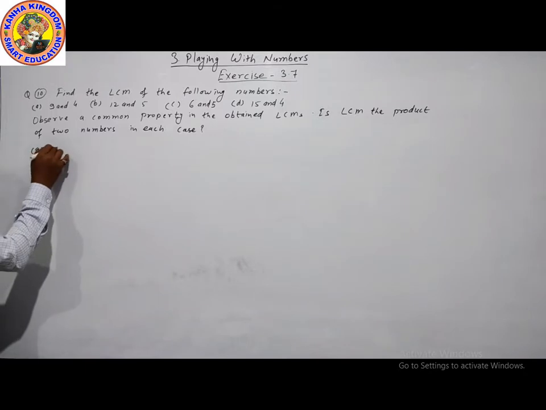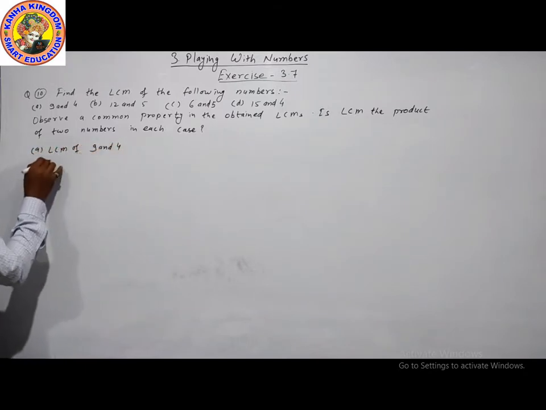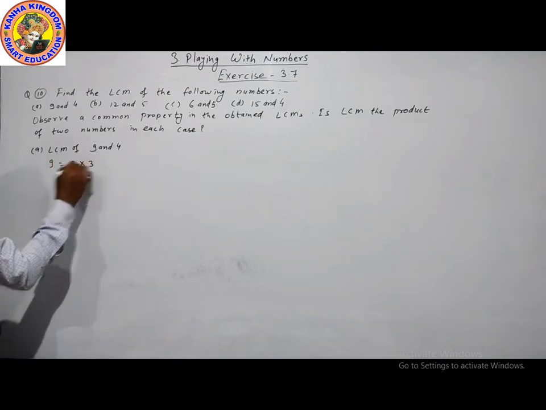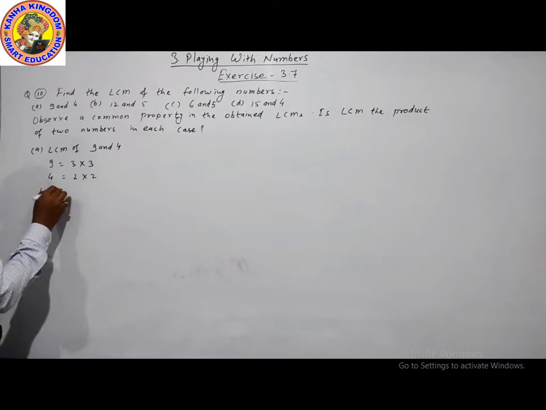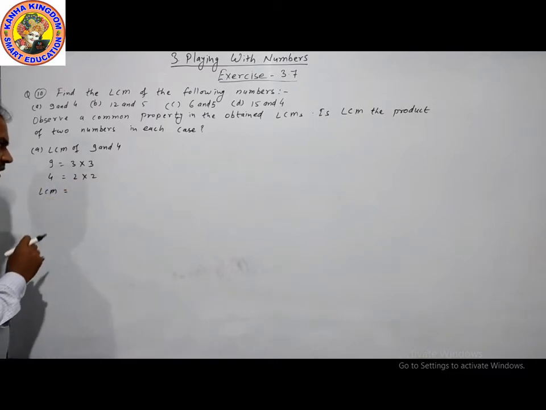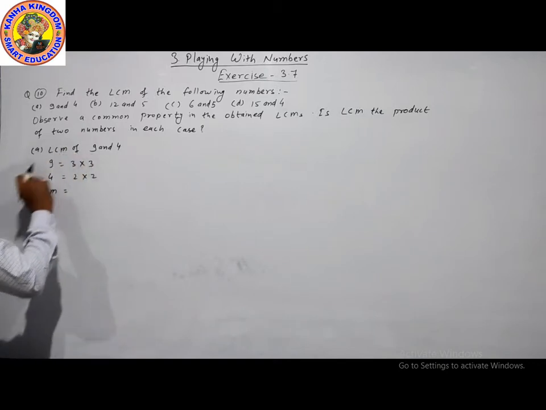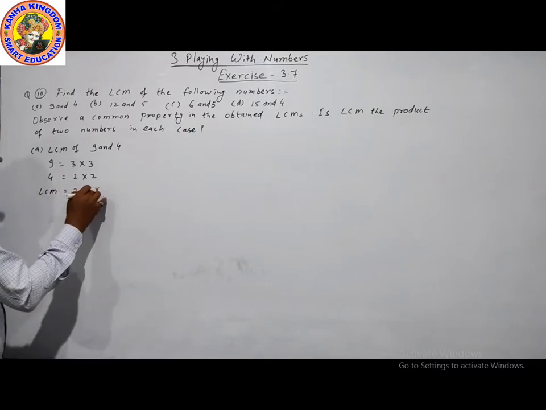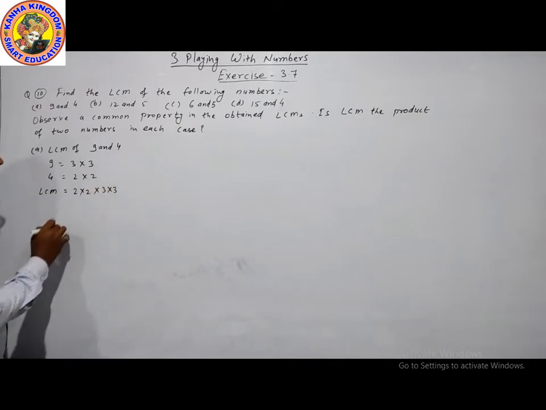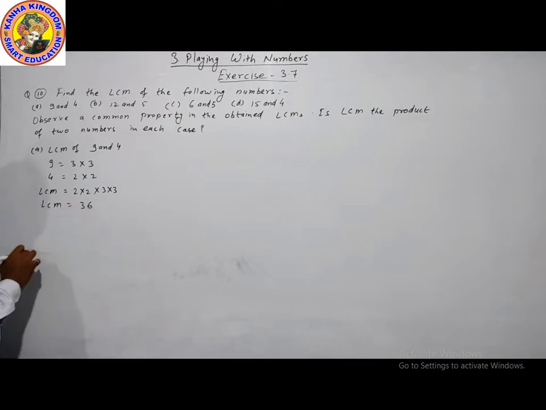First of all, the LCM of 9 and 4. 9 can be written as 3 into 3, 4 can be written as 2 into 2. Taking the LCM, first of all we take the common factor between them. There is no common factor, so we will take the prime factors separately. So 2 into 2 into 3 into 3. So the LCM is 36.